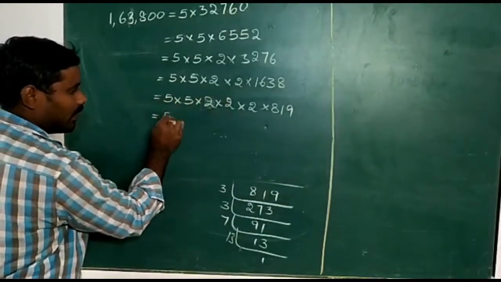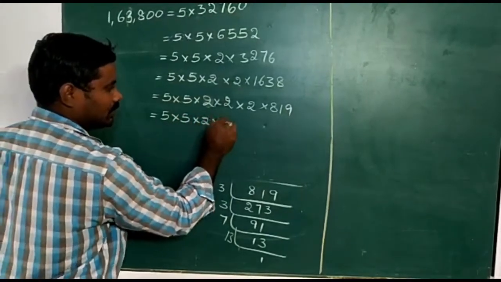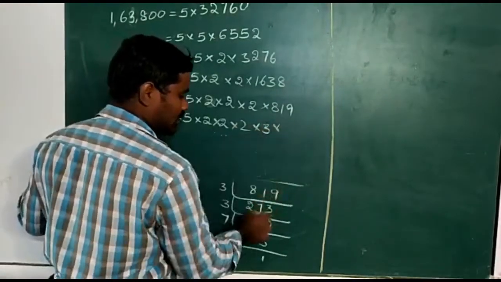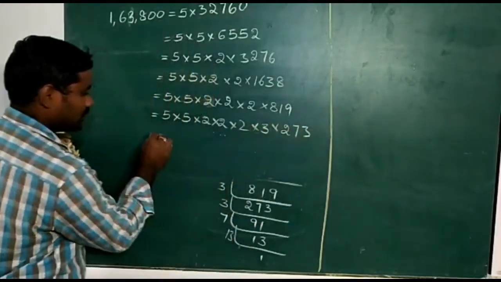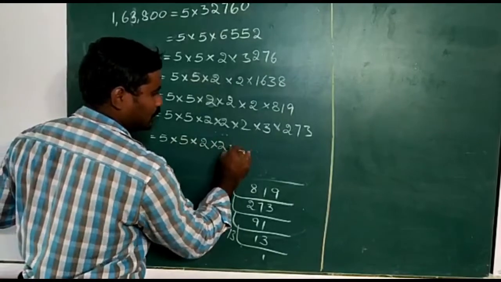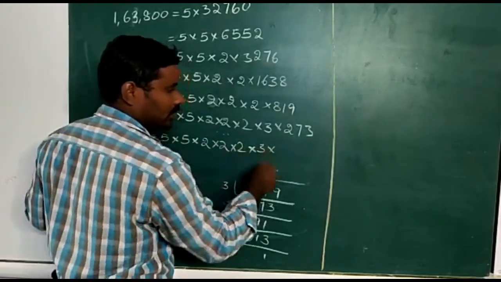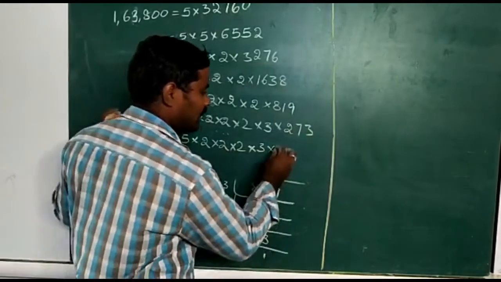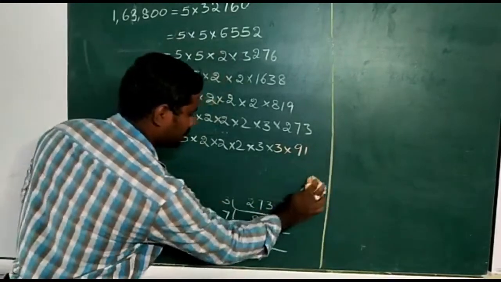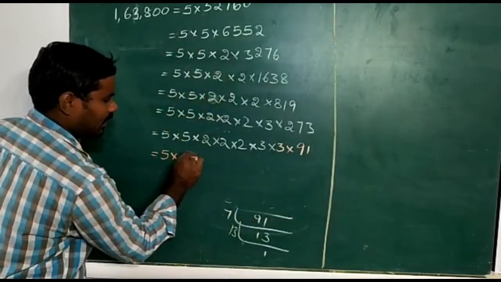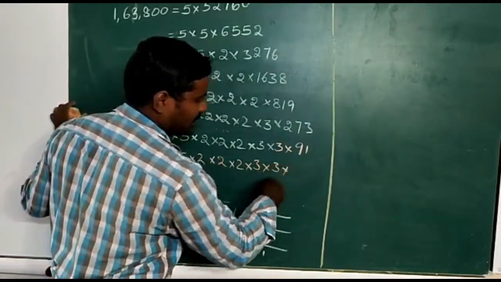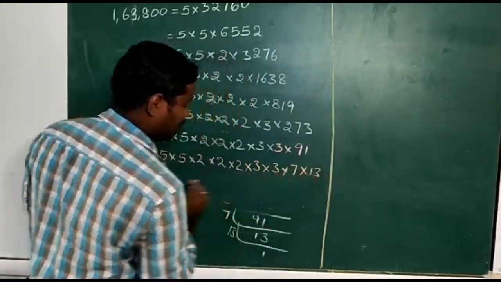Now again 5 into 5 into 2 into 2 into 2, and 819 is divisible by 3, giving 273. Now this can be again 5 into 5, 2 into 2 into 2, again the 3 table. Now 273 is again divisible by 3, giving 91. Now 91 is divisible by 7 into 13. Now the remaining numbers are written: 7 into 13.